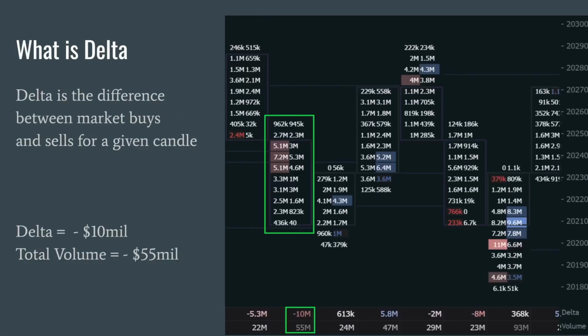What is Delta? Delta is the difference between market buys and market sells for a given candle. If we take a look at the example we have on the screen here, we can see that the total volume being transacted was 55 million, and the total delta is negative 10 million. We arrive at this conclusion by adding the total buys and total sells together, and we can see that there was negative 10 million more sells than buys.